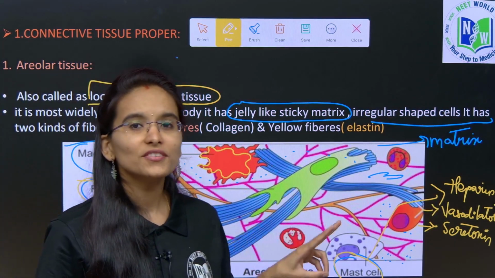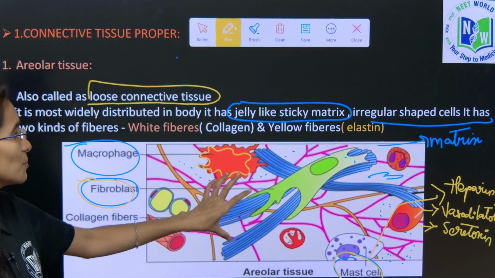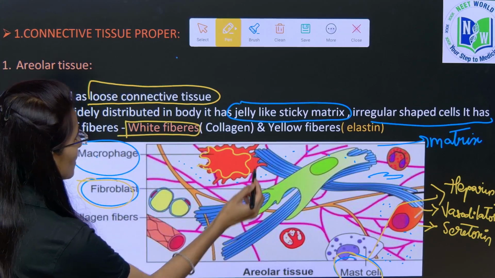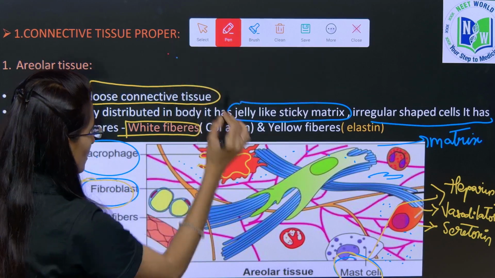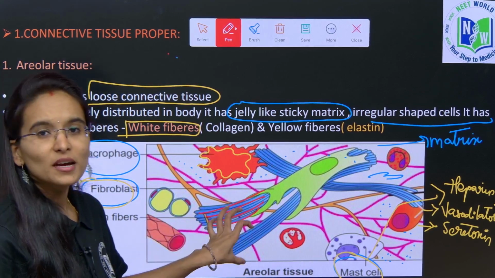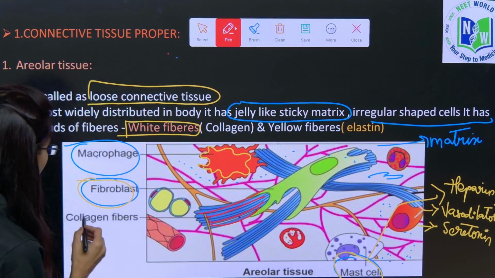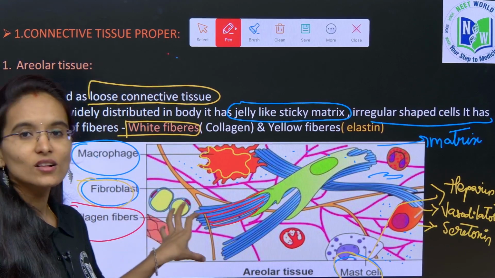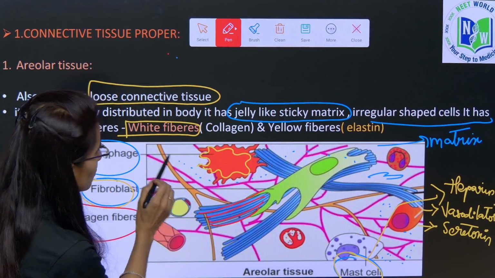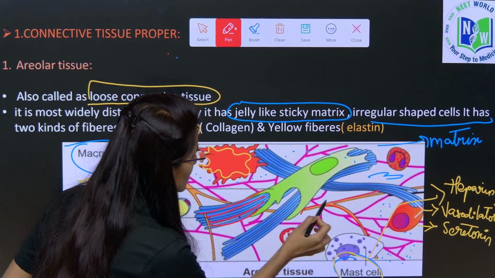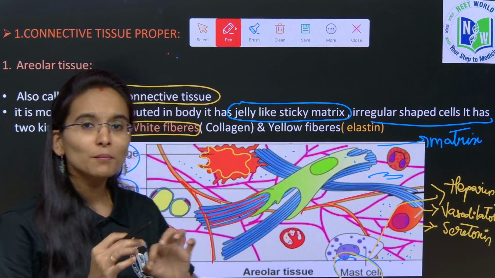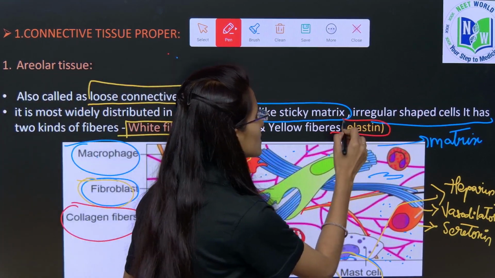We can see two different kinds of fibers which are going to be present in the areolar tissue. One is white fibers. Yes, these are the white fibers, children. These white fibers are made up of a protein called collagen, hence these are also called collagen fibers. And next, these are yellow fibers, which are made up of a special protein called elastin.